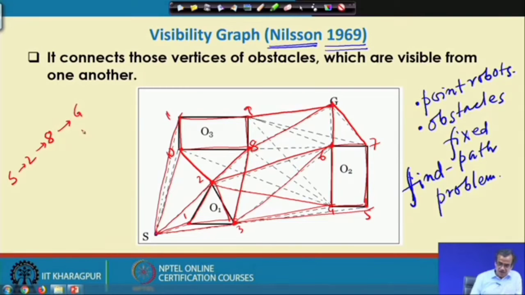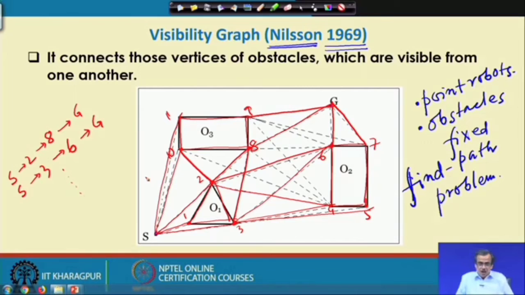Another path could be that you start from S, then you go to 3. So, you come here, then you go to 6, and then you go to G. Similarly, there could be many other possible combinations, possible sequences.